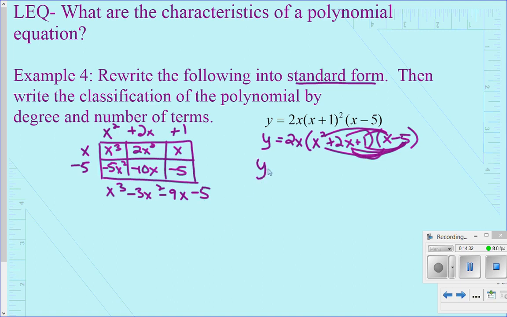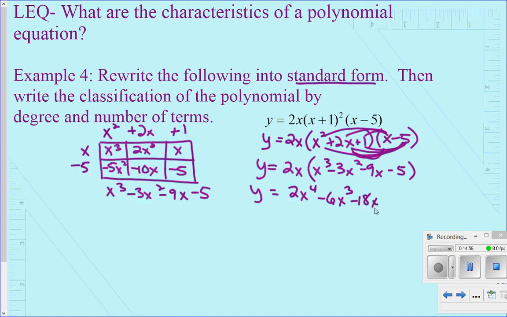So I'll bring that back to my equation here. I have a 2x times that whole expression, x cubed minus 3x squared minus 9x minus 5. So now I can go ahead and distribute that. So 2x times x cubed gives me 2x to the 4th. 2x times negative 3x squared gives me negative 6x cubed. 2x times negative 9x gives me negative 18x squared. And 2x times negative 5 gives me negative 10x. Now, when I did that, I purposely put them in order as I was multiplying so that I don't have to rearrange the order. They already are in descending order, which means it's in standard form.